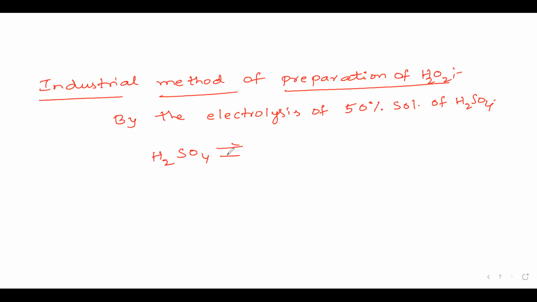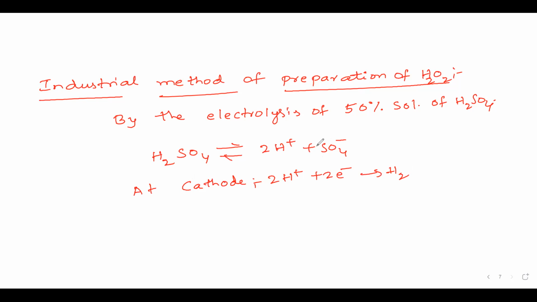Then after electrolysis it forms what? 2H plus ions plus bisulfate ions, HSO4 minus. At the cathode, these 2H plus ions gain 2 electrons and become hydrogen gas.